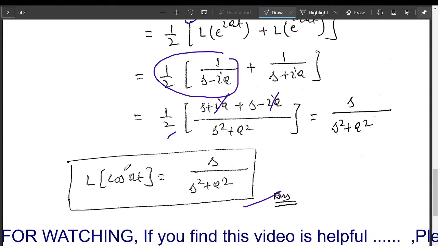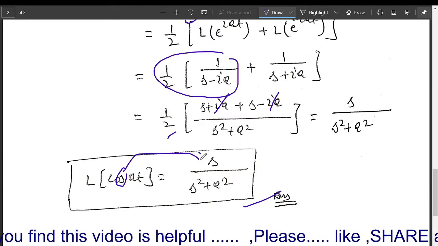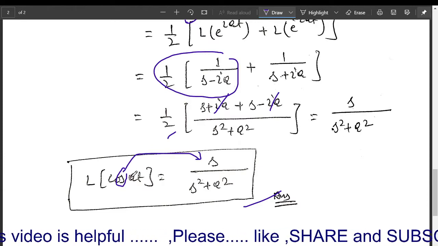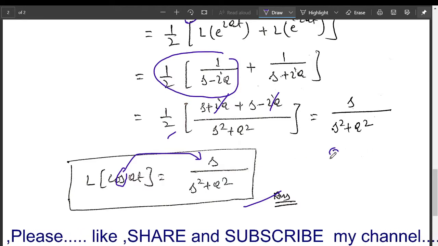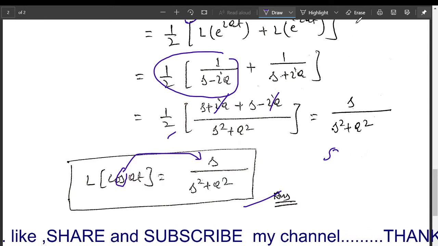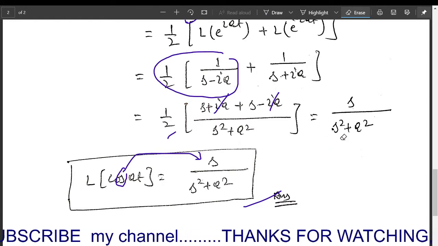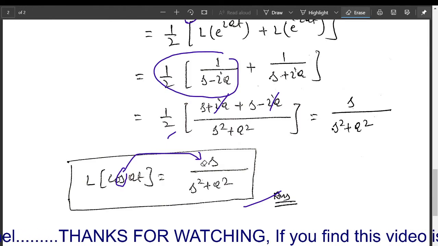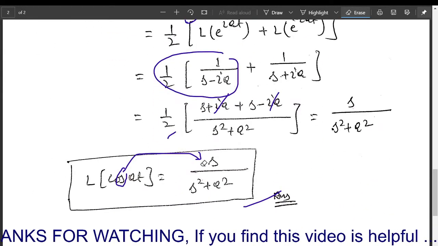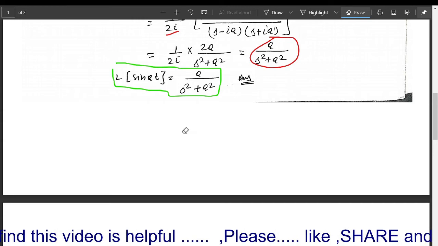You can easily memorize this: in the case of cos, you write the s term in the numerator. In sine, you have no s term in the numerator, so you write a in the numerator. So we have learned how to find the Laplace transform of cos at and the Laplace transform of sin at. So that's all.